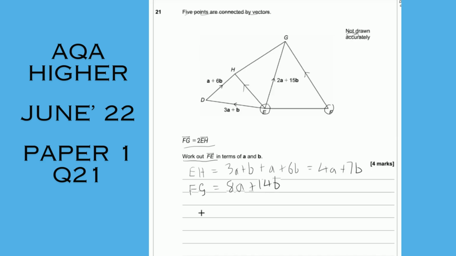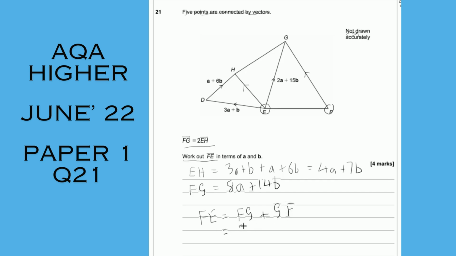So let's write down FE. Rubbish with the electronic pen, so apologies for that. We go with FE, we go F to G first. But then we're going to go against the flow. So it's going to be G to F. But when we come to write that down, let's make sure we change the signs.